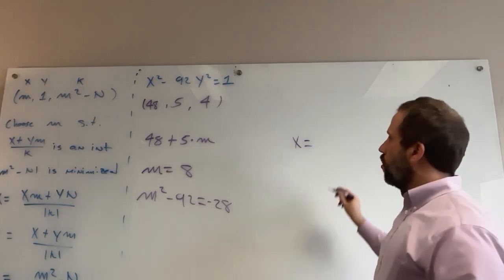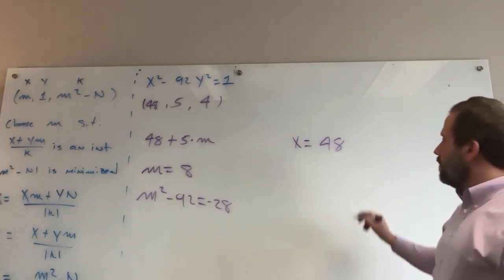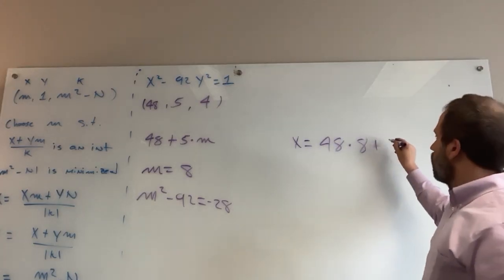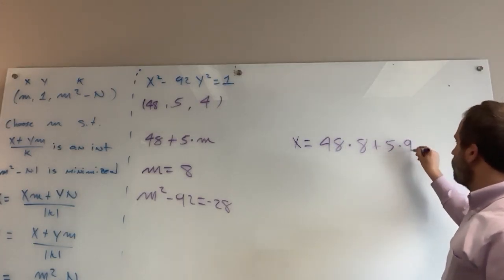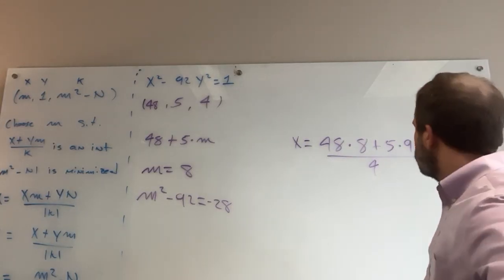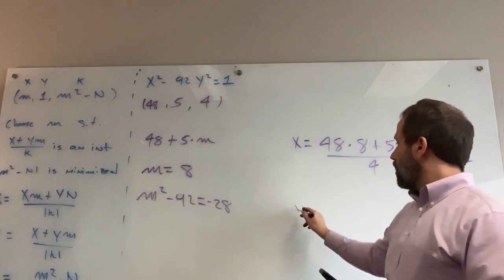X is going to be our old x, which is 48, times m, which is 8, plus our old y, which is 5, times 92, and we're going to divide by the absolute value of k, which in this case is just k. So we've got 48 times 8 plus 5 times 92 divided by 4. This is 211. So our new x will be 211.